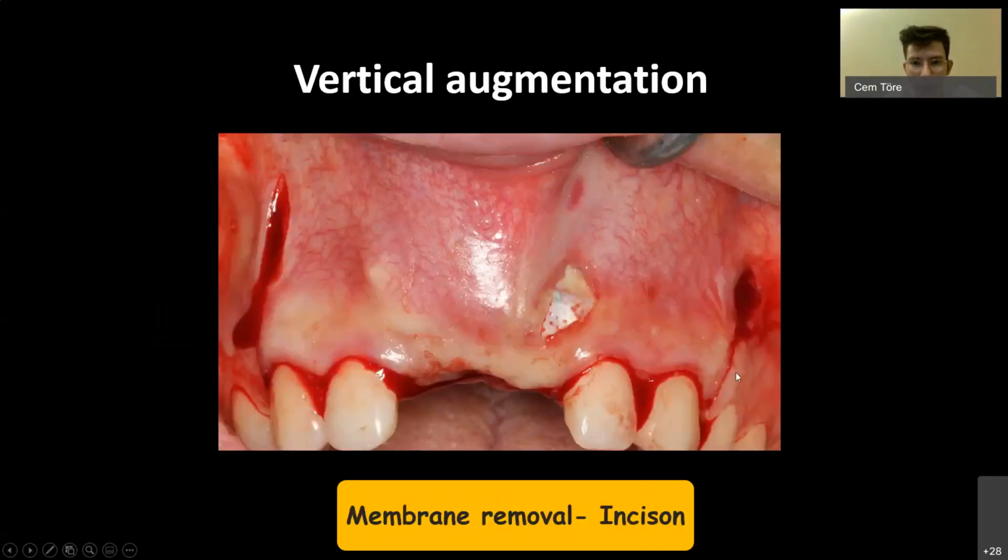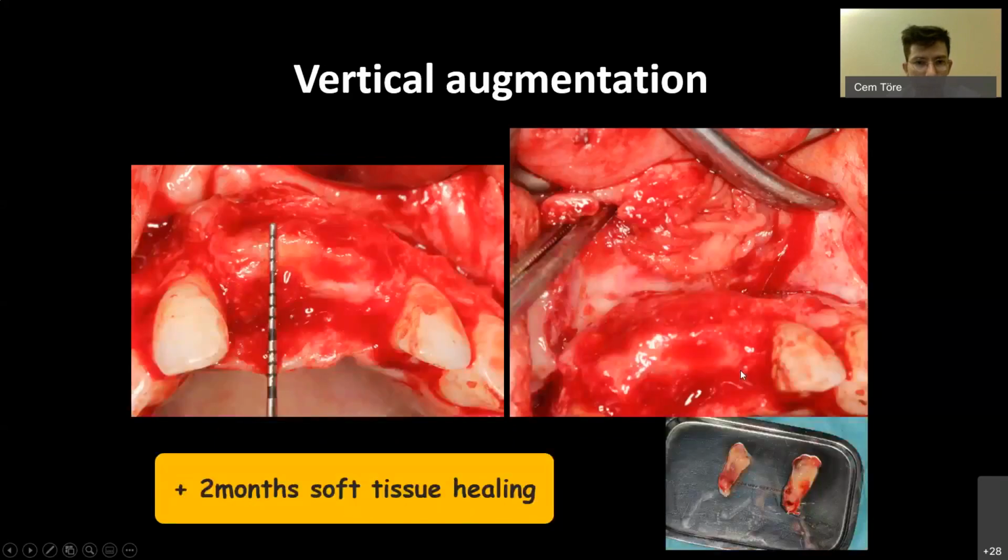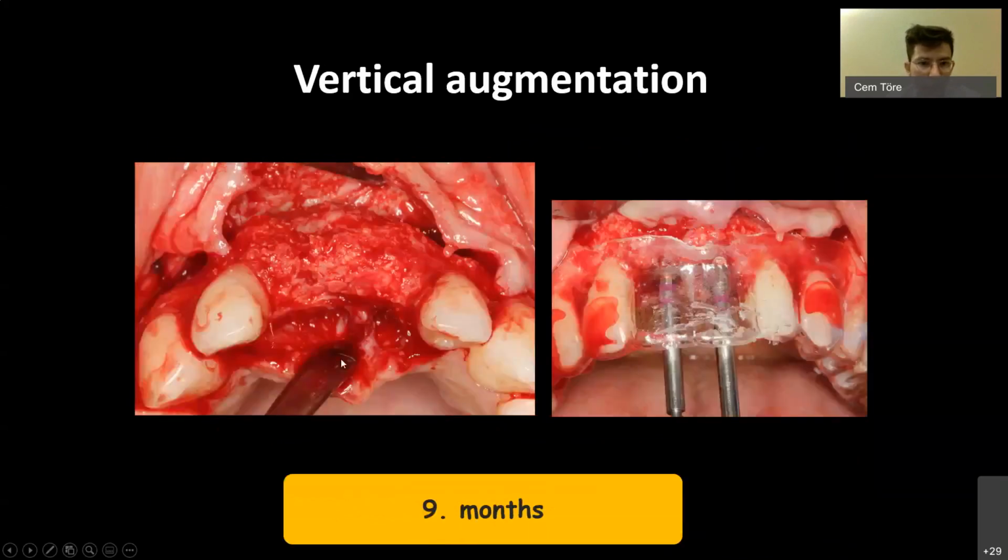So, we placed our incisions and removed the membrane. The bone can be seen here. Plenty of width, more than enough to place implants. And then we left 2 months of soft tissue healing time with PRFs inside to help with the soft tissue healing. At 9 months, we opened back up over a stent.